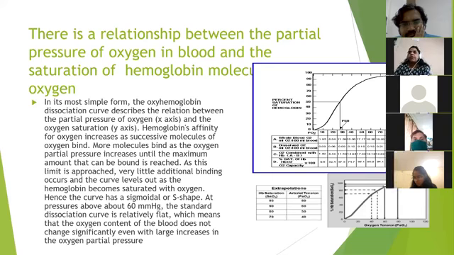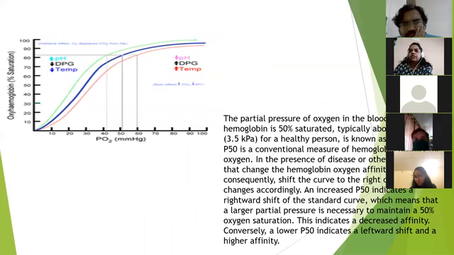The next slide. The partial pressure of oxygen in the blood at which the hemoglobin is 50% saturated is typically about 26.6 millimeters of mercury for a healthy person, and that is known as P50. The P50 is a conventional measure of hemoglobin affinity for oxygen. In the presence of disease or other conditions that change the hemoglobin oxygen affinity and consequently shift the curve to the right or left, the P50 changes accordingly.